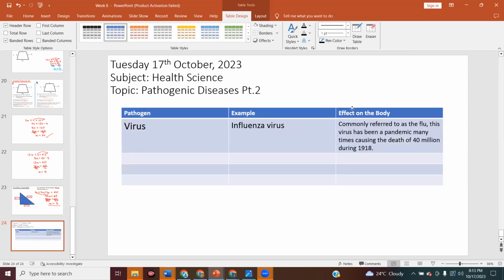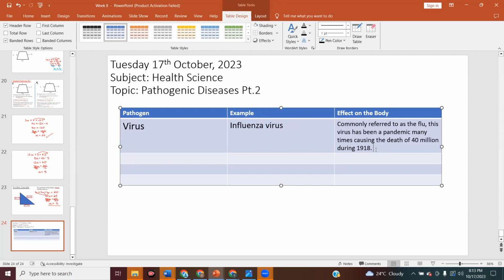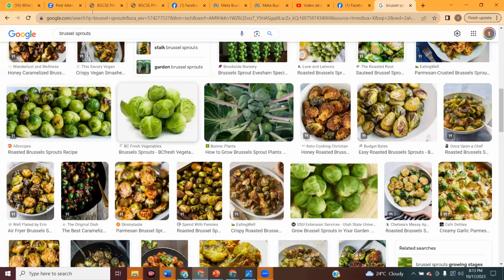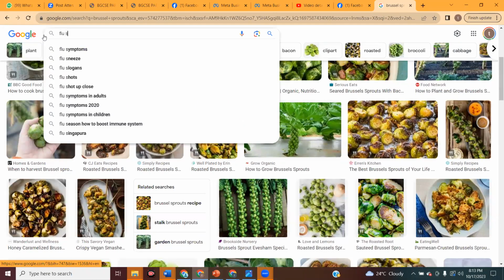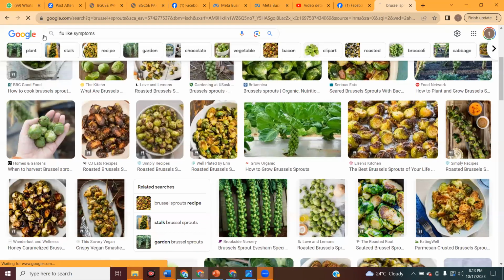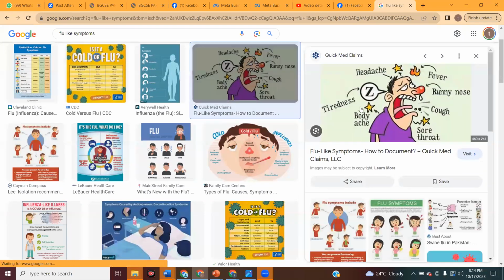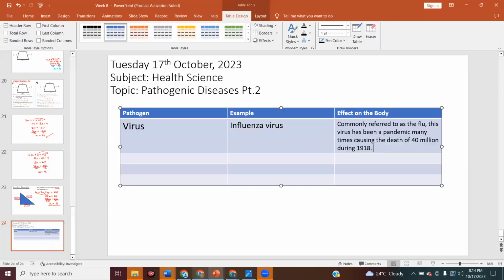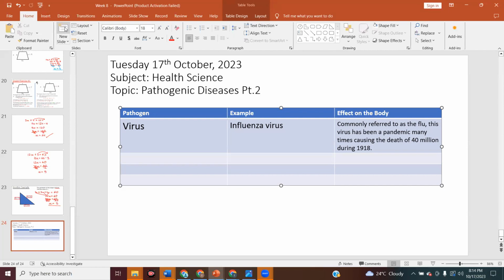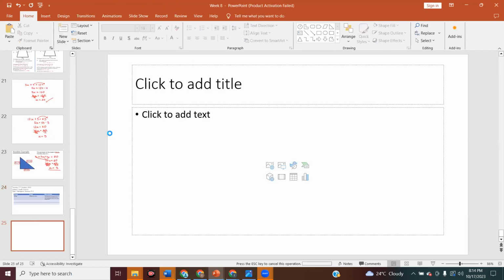All right, so when we have flu-like symptoms, flu-like symptoms are going to be what? A runny nose, coughing, sore throat, body ache, headache, fever, all those things. Has anyone ever had the flu before? I have. Yeah, probably everyone.